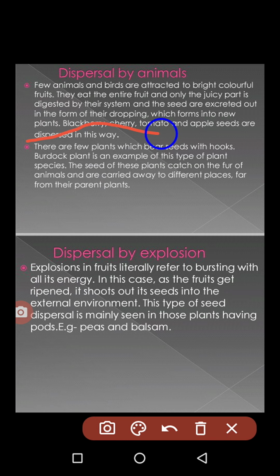A few plants bear seeds with hooks. The burdock plant is an example of this type of species. The seeds of these plants catch on the fur of animals and are carried away to different places, far from their parent plants.